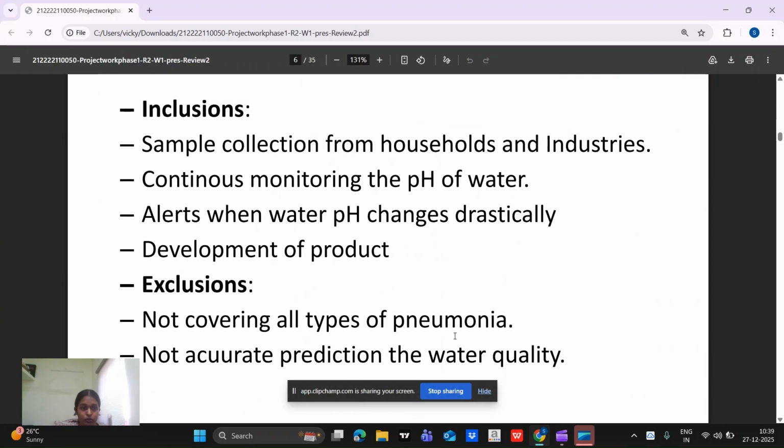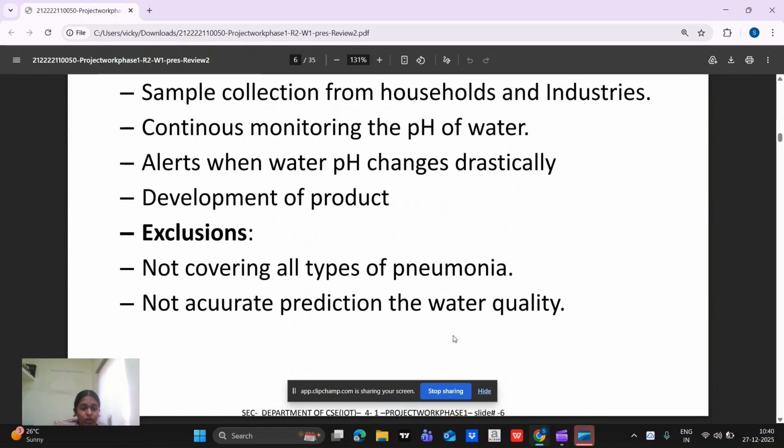Our project includes sample collection from households and industries. We continuously monitor the pH of the water using an Arduino board and pH sensor, with alerts when the pH changes drastically. Our project does not include all types of phenomena, like accurate prediction of water quality. It randomly predicts or takes the average of the water quality.